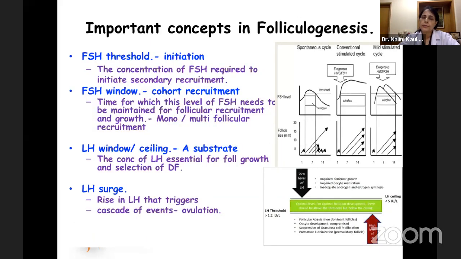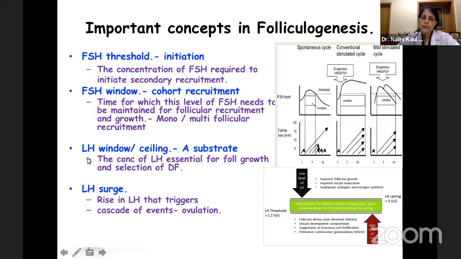So the important concepts to go back to are the FSH threshold, which allows for initiation of follicular growth, the FSH window, which allows for cohort recruitment, and the LH window or ceiling, that means the minimum amount of LH which would be important for the androgen substrate. And then there is also a ceiling level to LH, which is supposed to be over 5 international units per liter. If you have too much of androgens, then the intra-ovarian or intrafollicular estrogen to androgen ratio gets disturbed, and your follicle may go into atresia, with the oocyte development also tending to get compromised.